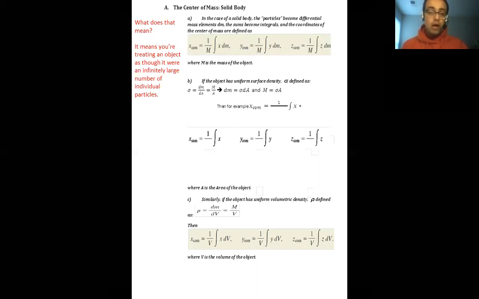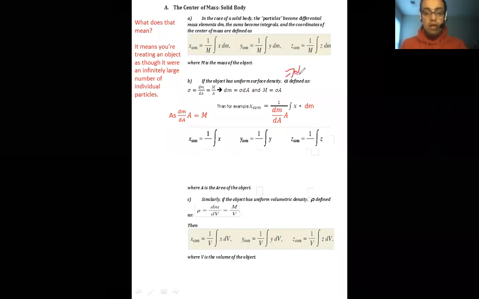So once again, if you are summing an infinite number of infinitesimally small things, that's when you're taking an integral. All right? So x center of mass is 1 over the total mass of the system times the integral of the position x times dm. So you're looking at the position of each individual mass. We can rearrange this a little bit. If the object has uniform surface density, rho is the surface density. So this is density.